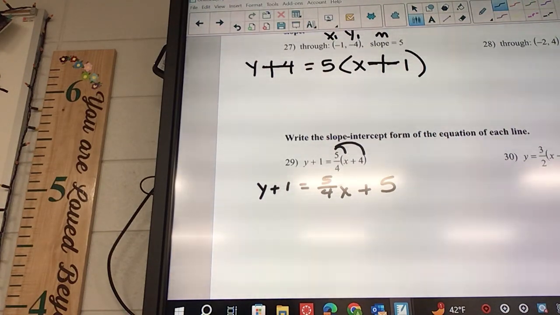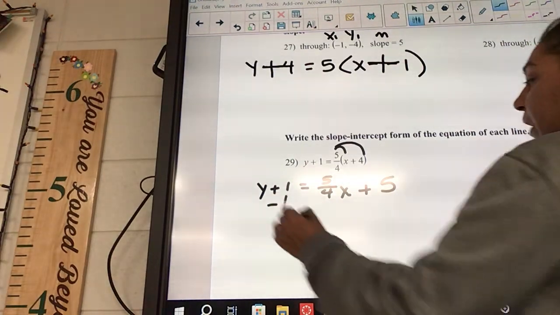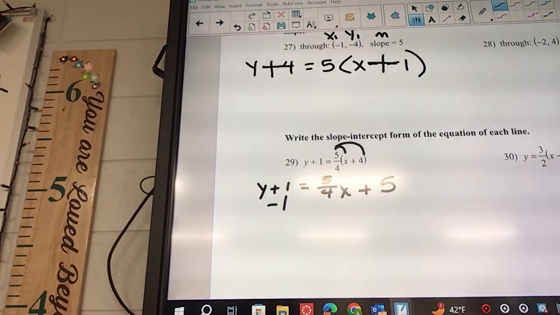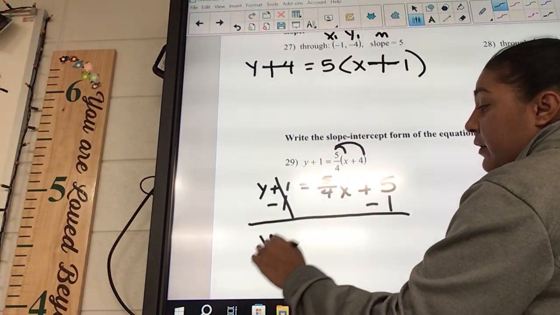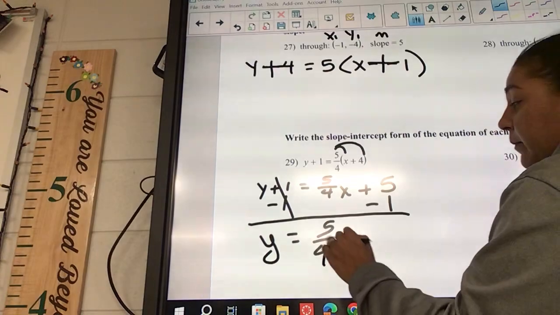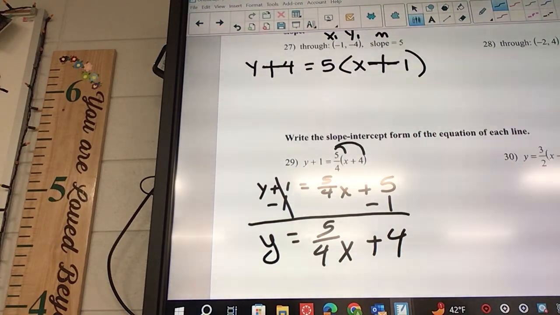And then we need to move that one away from the y. So we're gonna say minus one, and what am I gonna put that with, the 5/4x or the 5? The 5, okay. It cannot go with the 5/4x, because that one has an x and this one does not. So those are two totally different terms, and so that's our final answer. Anytime you see parentheses, just know that you're gonna have to distribute.